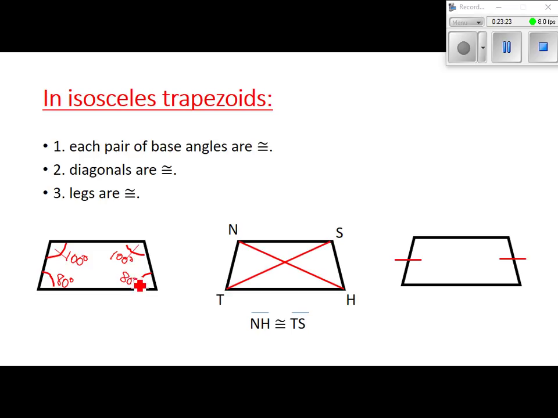The next thing, the diagonals. When you draw on a diagonal, remember that's going from one corner to a non-consecutive corner. Guess what's true about the length from N to H and the length from S to T? They're the same. They're congruent to each other.